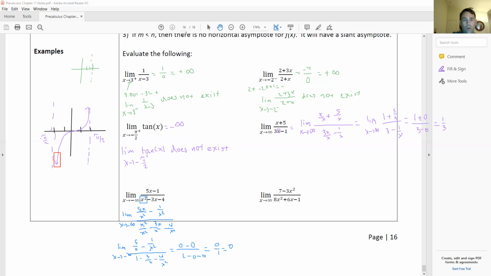All right, one more to try, and then we will call it a unit. So here we go. The biggest one in the denominator is an x squared. So we're going to divide everything by x squared. If we divide everything by x squared, I get 7 over x squared minus 3x squared over x squared, all over 8x squared over x squared plus 6x over x squared minus 1 over x squared.